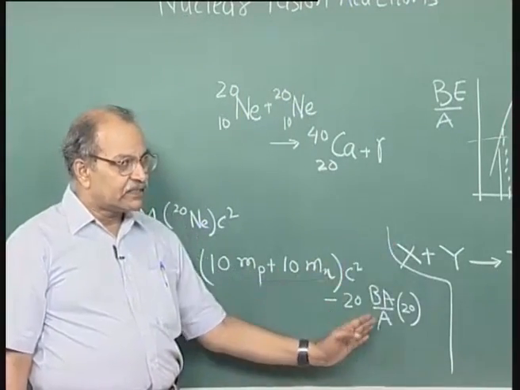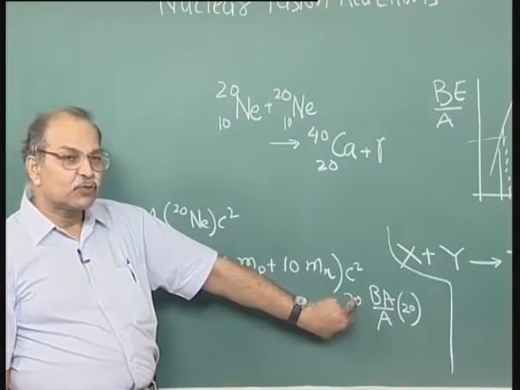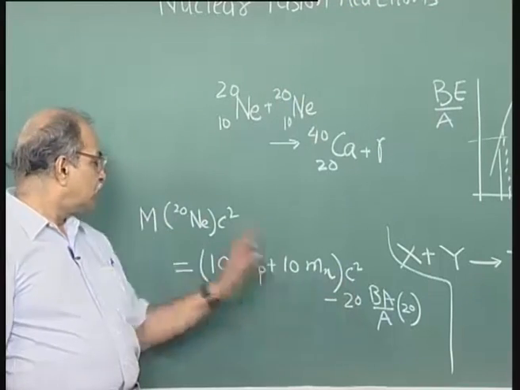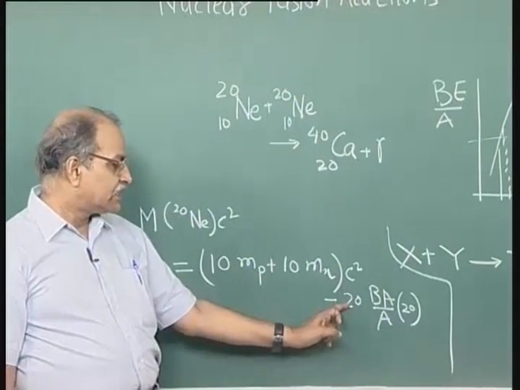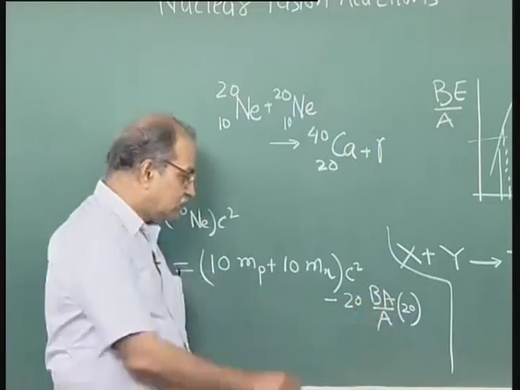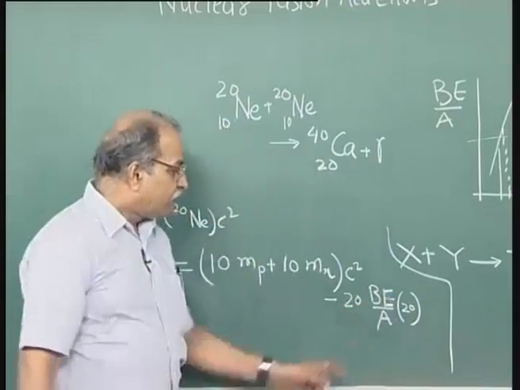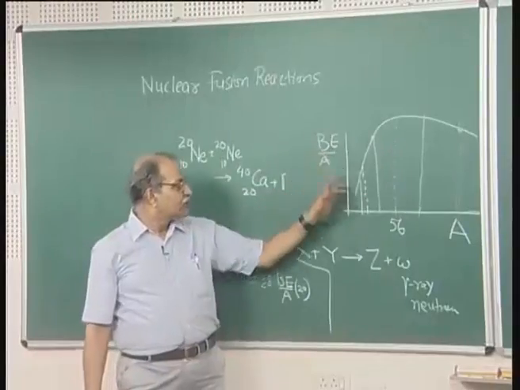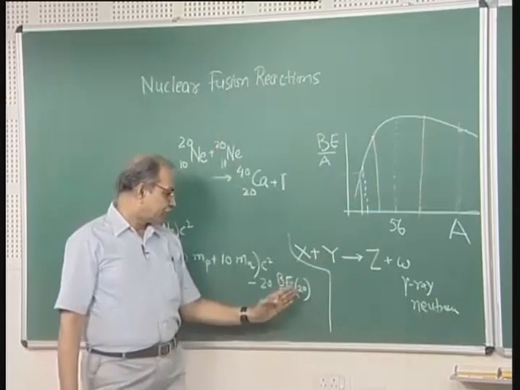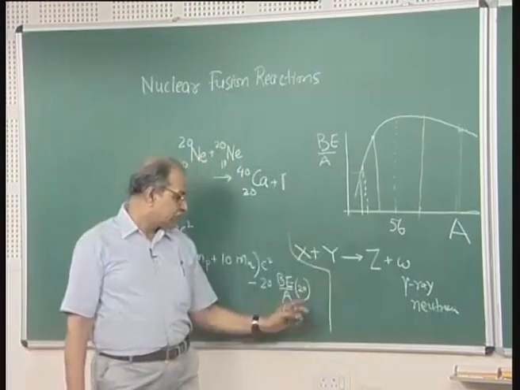How much is binding energy? Binding energy per nucleon multiplied by total number of nucleons. Total number of nucleons is 20, so this 20 is here, and binding energy per nucleon is here, Be by A, binding energy per nucleon, where, because binding energy per nucleon is this curve. So, where? Here 20, A equal to 20, so that is this 20.